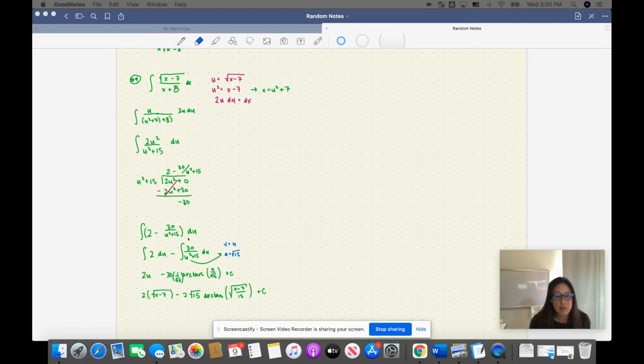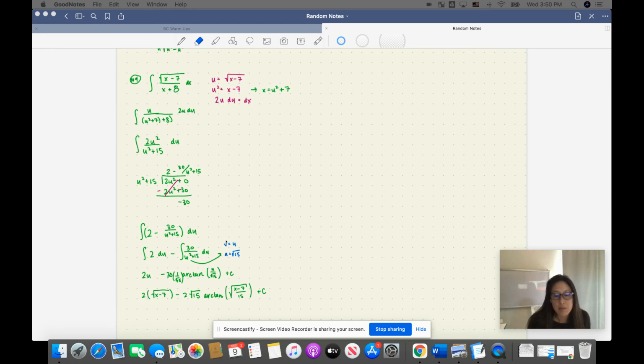From there, I'm going to substitute that into my integral. So I have 2 minus 30 over u squared plus 15, which looks a lot nicer than what I had, because I can take the integral of 2, and then I can take the integral of the fraction part, 30 over u squared plus 15. And I recognize this fraction, the u squared plus 15, as the integral of arctangent.